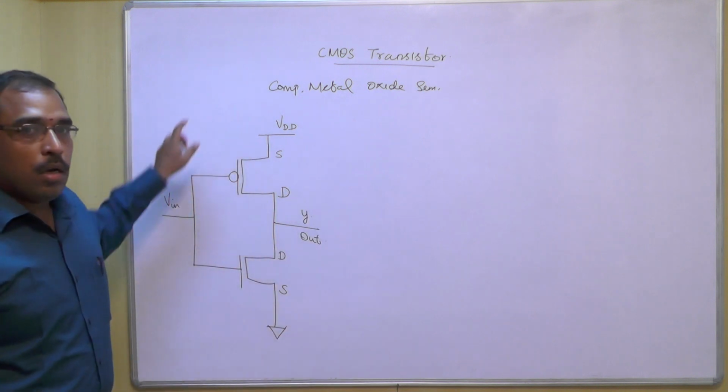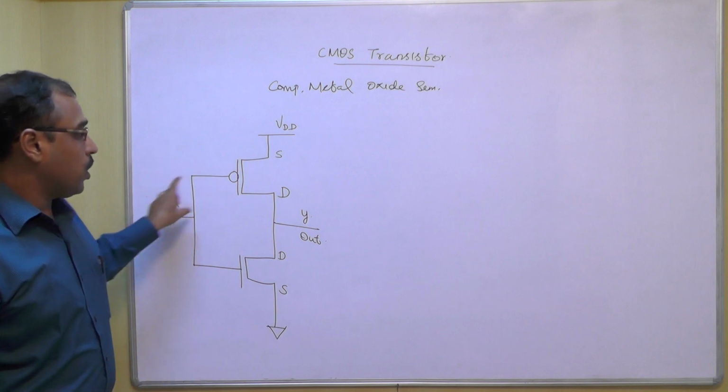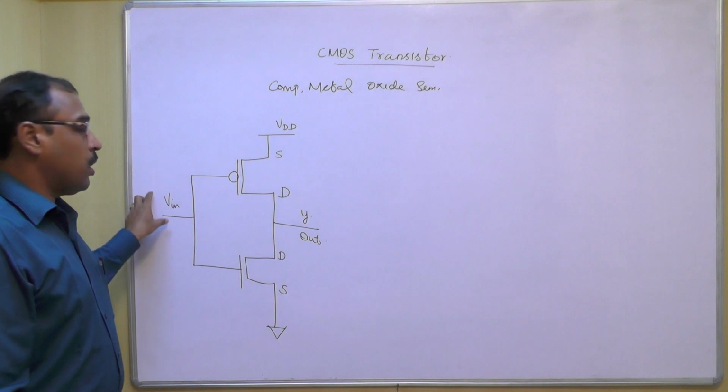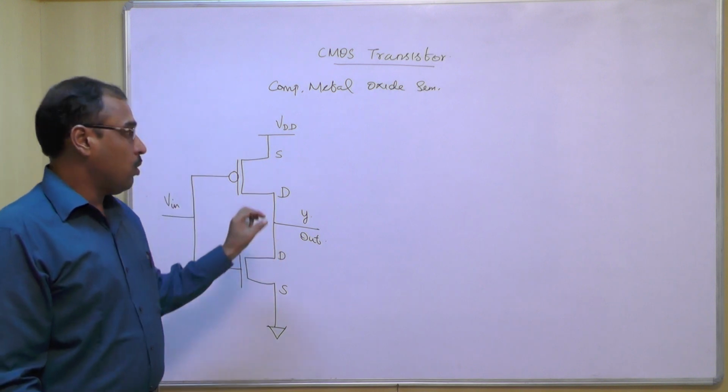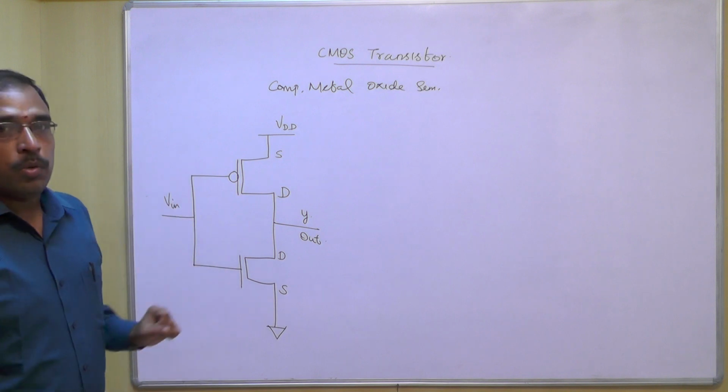So this is the symbol of the CMOS transistor. Vin is our input and Vout is the output. The output will always be the complement of our input. Now we will see how the output becomes the complement of the input.